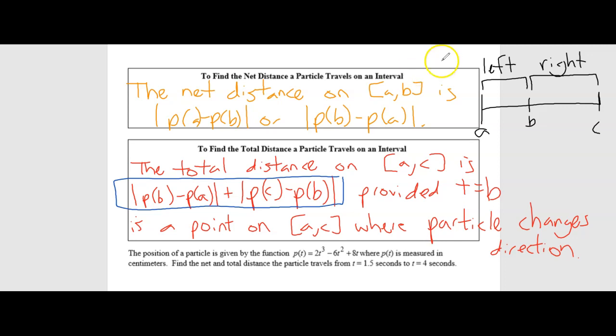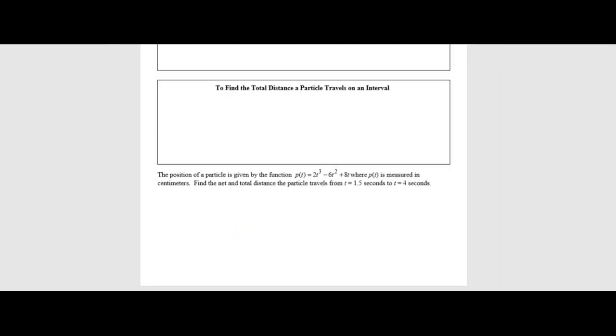Okay, let's go ahead and do the one practice problem, and then we are out of here. All right, so it says a position of a particle is given by the function P of t equals 2t cubed minus 6t squared plus 8t, where P of t is measured in centimeters. Find the net and total distance a particle travels from t equals 1.5 seconds to t equals 4 seconds.